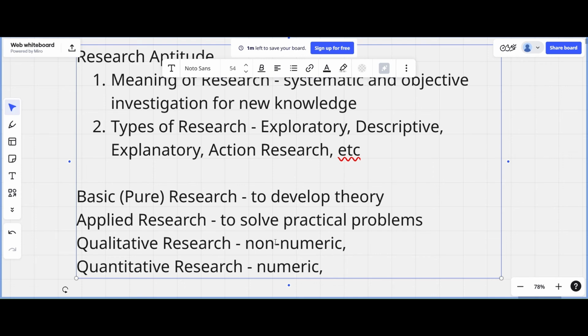Qualitative means things like interviews. For example, if you go to a place and ask people, how do you think about Prime Minister Modi? Some people will say Prime Minister Modi is bad, some will say he's good. They'll say their own opinion. It is opinion based.